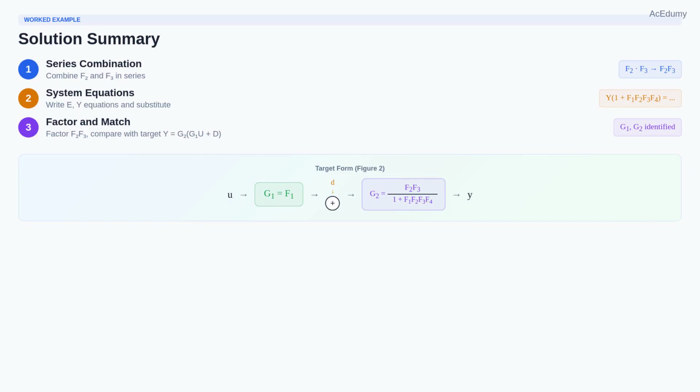Final answer. G1 of S equals F1. G2 of S equals F2 times F3 divided by 1 plus F1 F2 F3 F4. 2 rules, 3 steps, done.